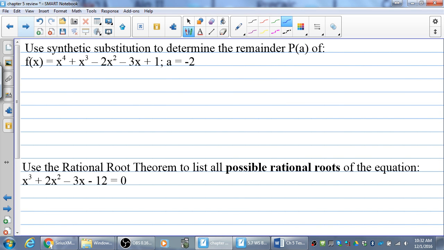Use synthetic substitution to determine the remainder P of A of this right here. So what they're telling you is if you plug negative 2 into that function right there, the remainder is what you would get if you plug that value in. So 1, 1, negative 2, negative 3, 1. All the powers are represented.